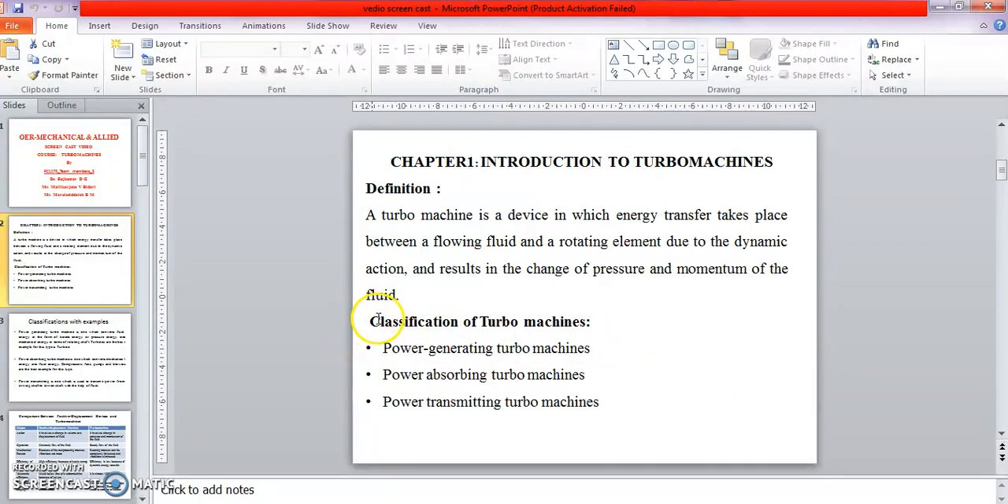And based on this, we are going to classify three different types of turbomachines. The first one, power generating turbomachines, power absorbing turbomachines, and power transmitting turbomachines.